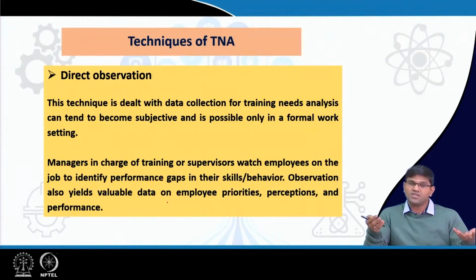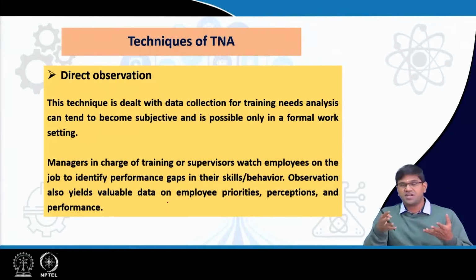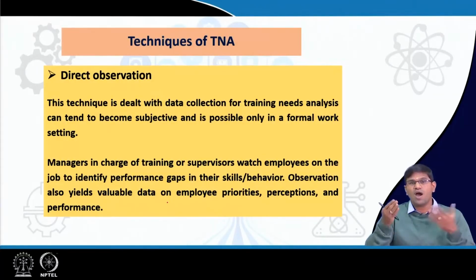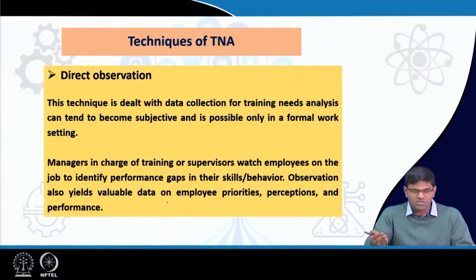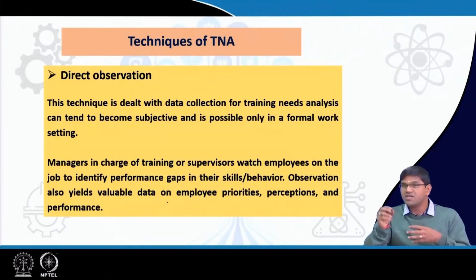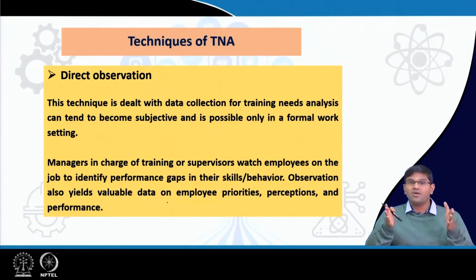Who can be chosen for doing this? Managers who are in charge of training, or probably supervisors who are supervising the subordinates. They can actually watch, paying close attention to the employees who perform the job, and they can identify the gap in the skills or behavior which is resulting in the performance deficiency. So this observation method yields a lot of value in terms of identifying employee priorities, how employees perceive the job, and how they perform the job. Through these observations, you will be able to identify where they lack, where they perform really badly, or maybe where they are not able to do well.